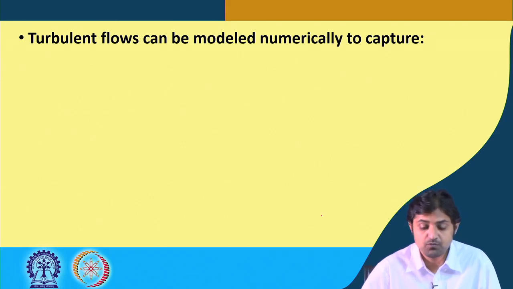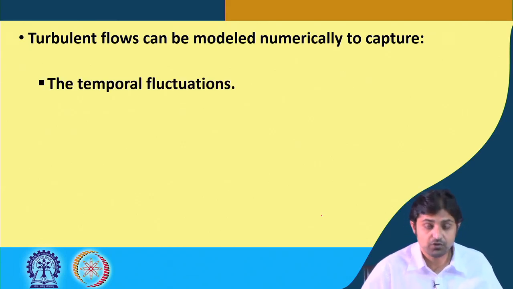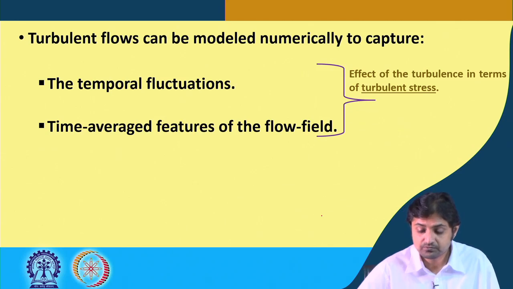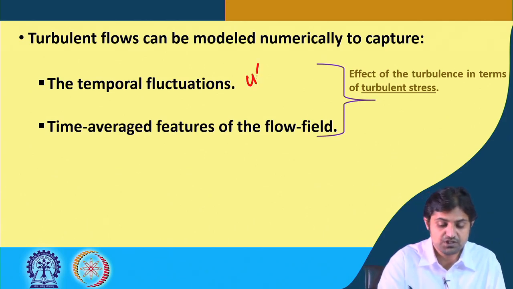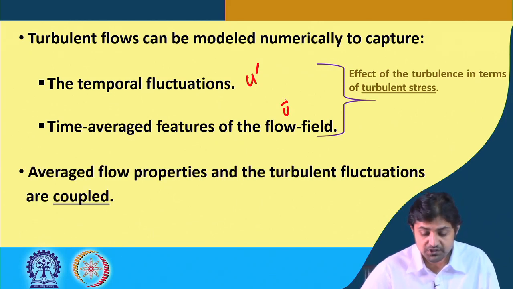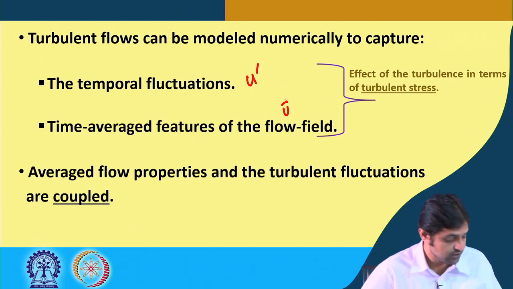Turbulent flows can be modeled numerically to capture the temporal fluctuations, the time average features of the flow field. So the real velocity, the fluctuations meaning the deviation from the average velocity, and the time average features of the flow field. These two affect the turbulence in terms of turbulent stresses. You remember we mentioned u prime and u bar in our laminar and turbulent flows. So average flow properties and the turbulent fluctuations are actually coupled.